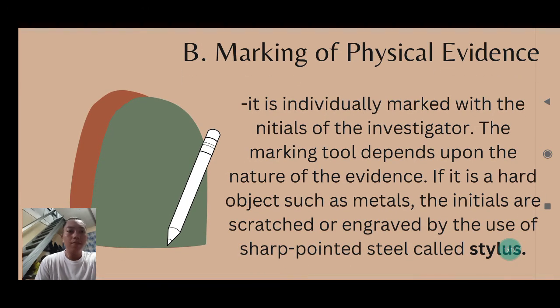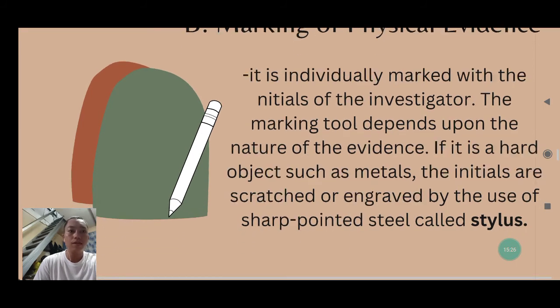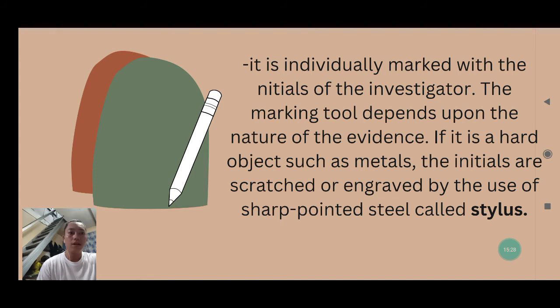Marking of physical evidence. It is an individual mark with the initials of the investigator. The marking tool depends upon the nature of the evidence. If it is a hard object such as metal, the initials are scratched or engraved by use of a sharp-pointed steel tool called a stylus.